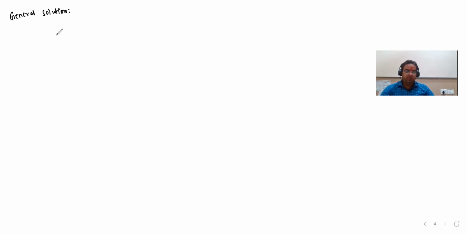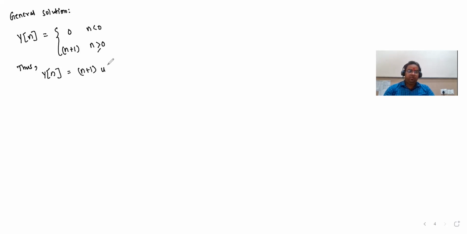The general solution that we obtain here is that y of n becomes equal to 0 when n is less than 0. When n is greater than or equal to 0, because we had taken the case of n equal to 0 also, it becomes n plus 1. Thus the convolution between u of n and u of n comes out to be n plus 1 times u of n.